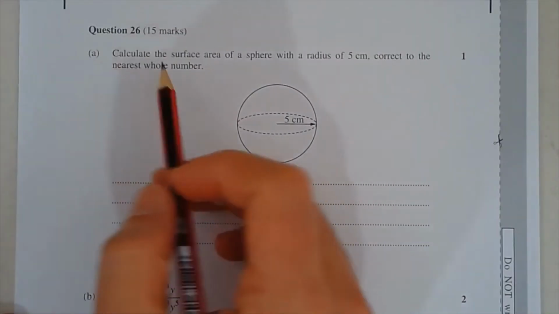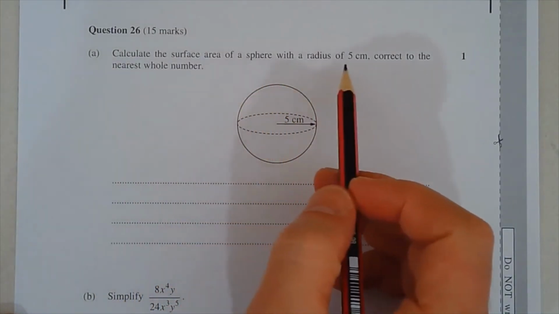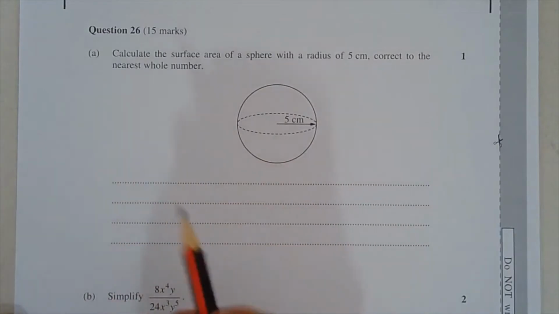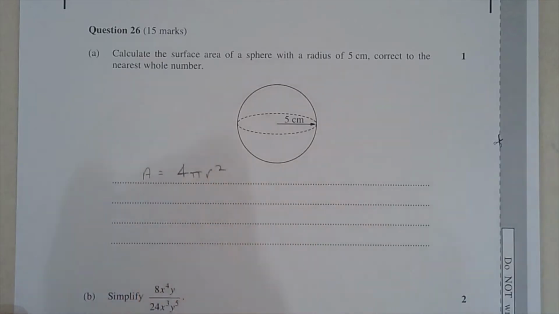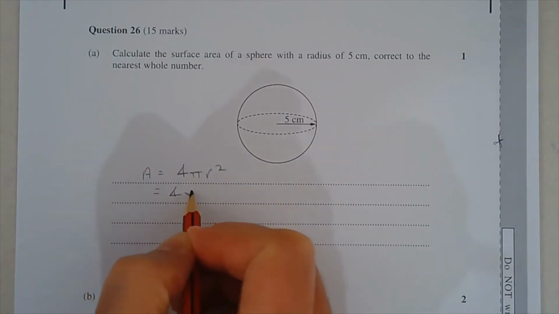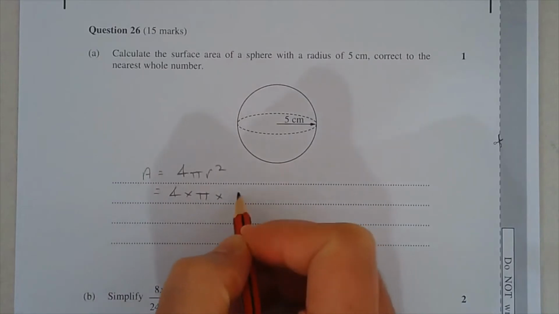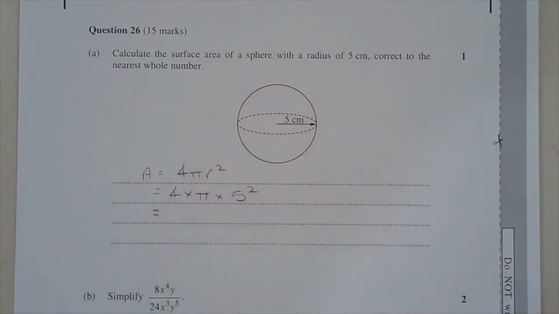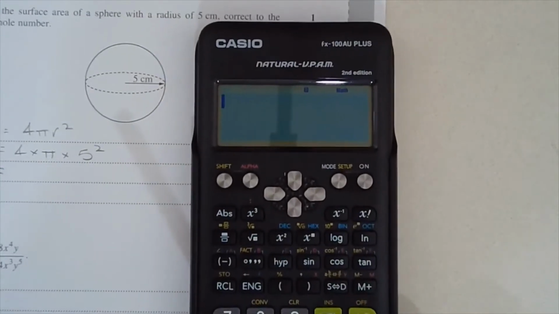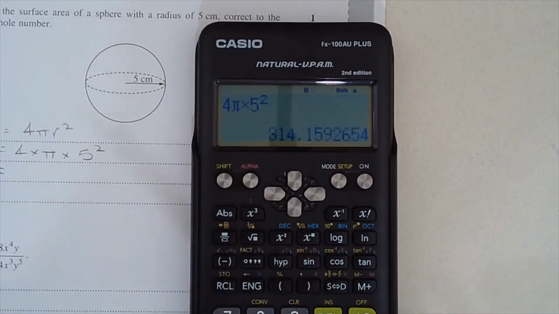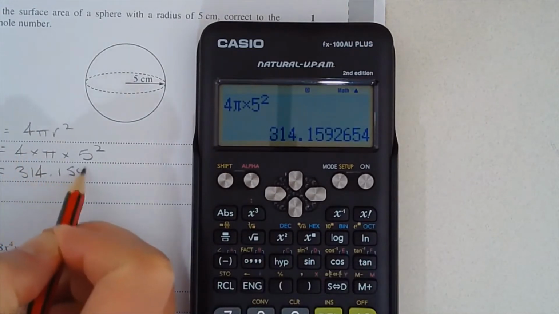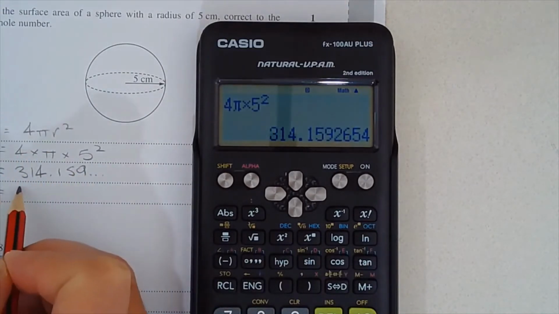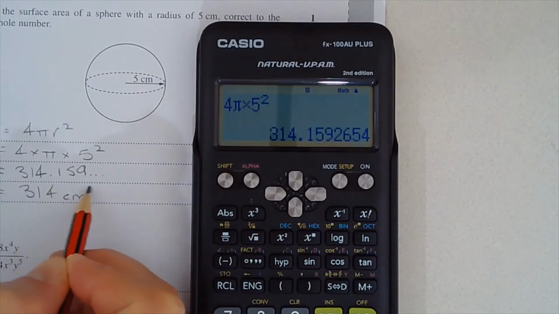Question 26a. Calculate the surface area of a sphere with a radius of 5 centimeters, correct to the nearest whole number. So, surface area is equal to 4 pi r squared, which equals 4 multiplied by pi multiplied by 5 squared. Okay, let's just enter that into the calculator. 4 pi times 5 squared, and we get 314.159, a few more decimals there, which is equal to 314 square centimeters.